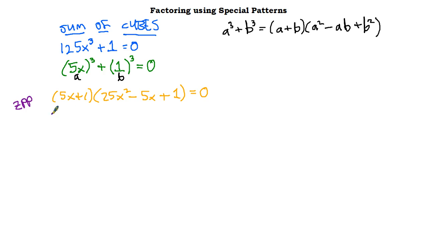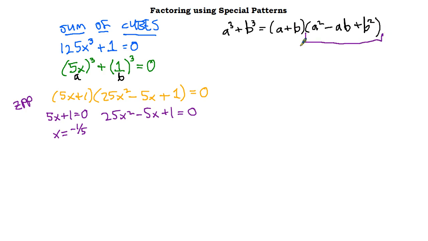Now, if 5x plus 1 equals 0, it's pretty easy to solve that equation and figure out what x is. From my experience, it looks to me like x is going to be negative 1/5. But setting 25x squared minus 5x plus 1 equal to 0, that's going to be trickier. And in fact, it's not factorable, so don't even try. When this formula is presented to you in this way, it's supposed to be pre-factored. That's why we have a plus b times this other stuff. So this other side is never going to be factorable.